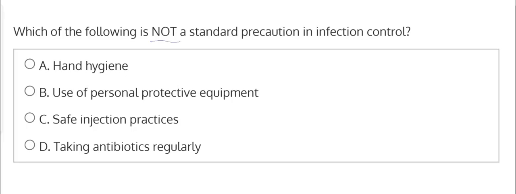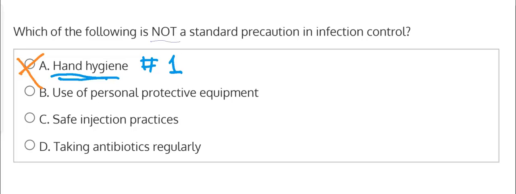If we look at option A, hand hygiene, that is actually considered your number one standard precaution against infection. If they have a question that says what's the number one best way to prevent infectious disease, hand hygiene is always your gold standard. Because we're looking for something that is not a standard precaution, we will eliminate hand hygiene. And let's see if there's anything else like that that we know right away we could eliminate.